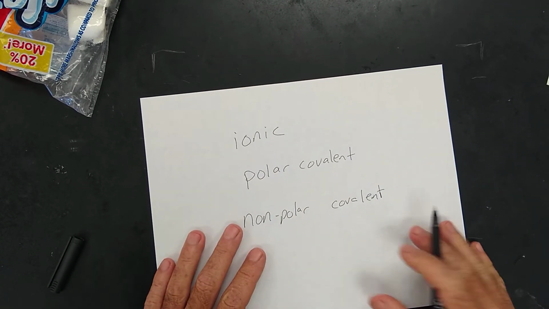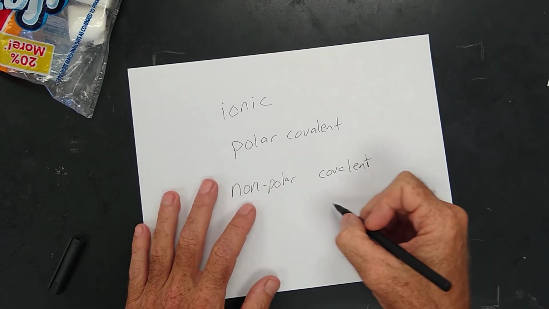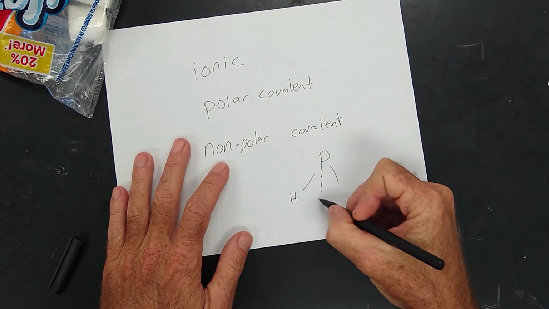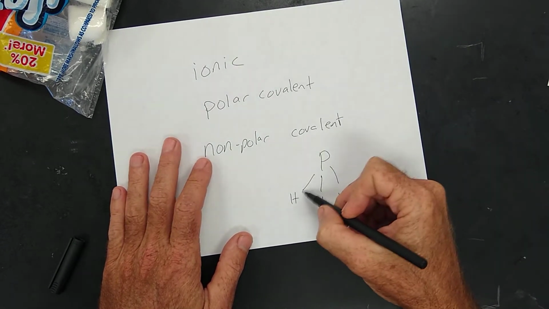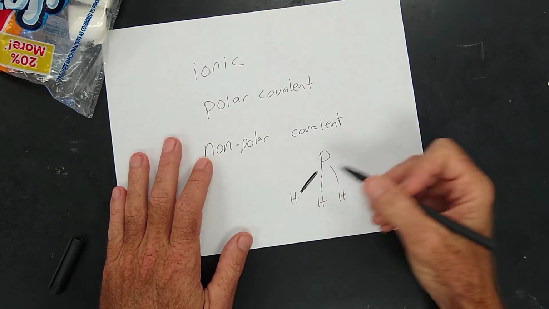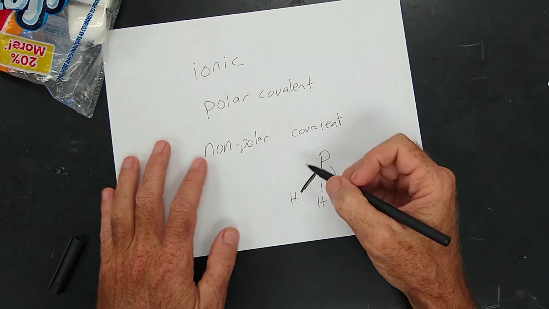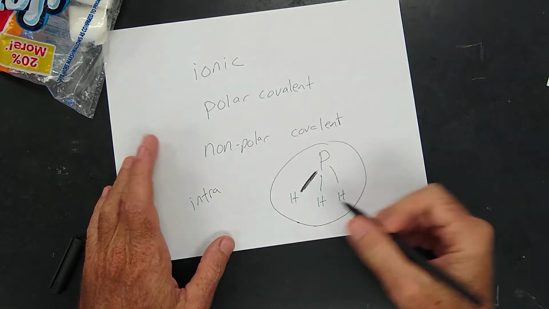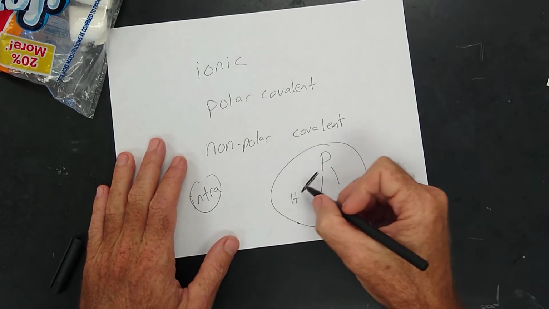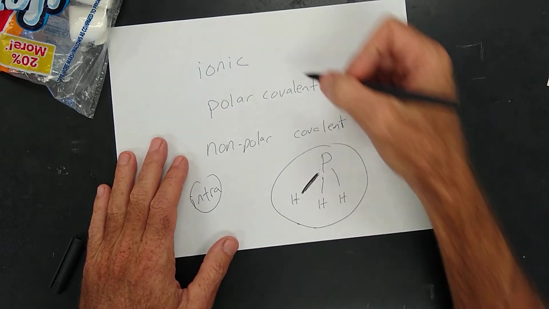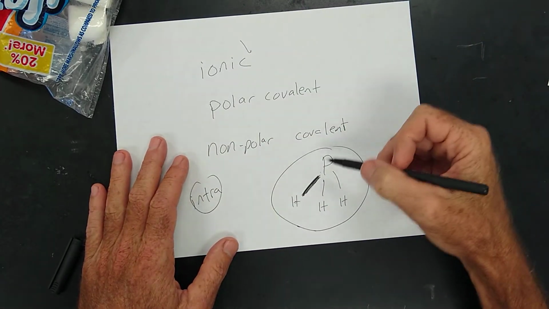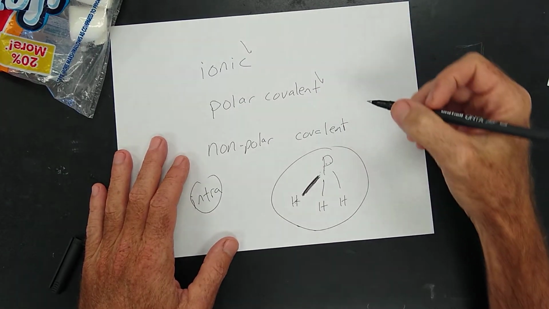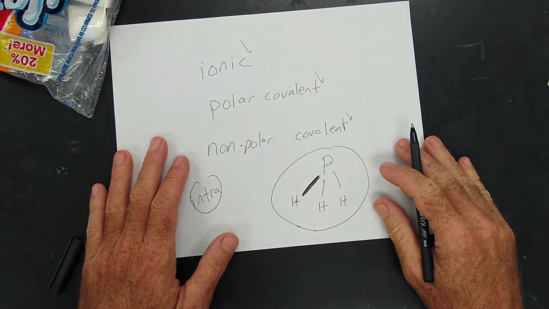Okay, now I told you this molecule we're working with right here is PH3, right? So let's look at this bond right here, this one right here. It's between a P and an H, and it's inside the molecule, so it's an intramolecular bond. We're going to see if this bond between the P and the H is an ionic bond, which we wouldn't expect because this doesn't cross the stairs, right? We're going to see if it's a polar covalent bond or a non-polar covalent bond.